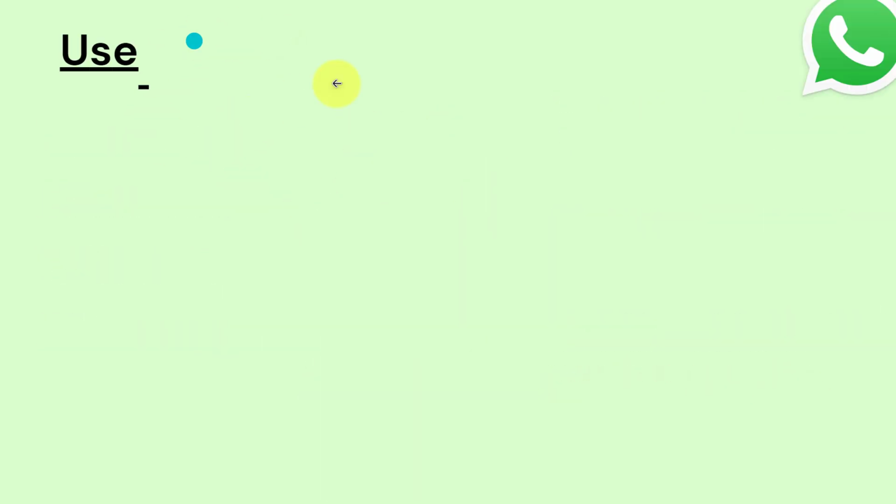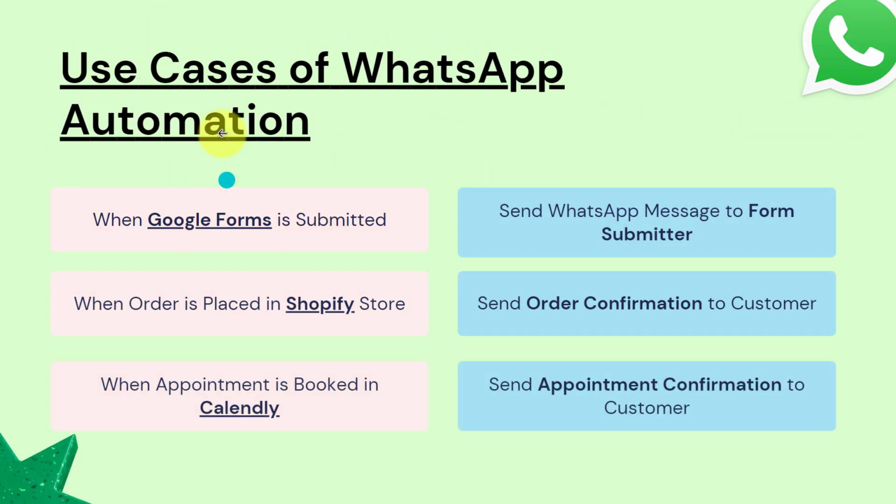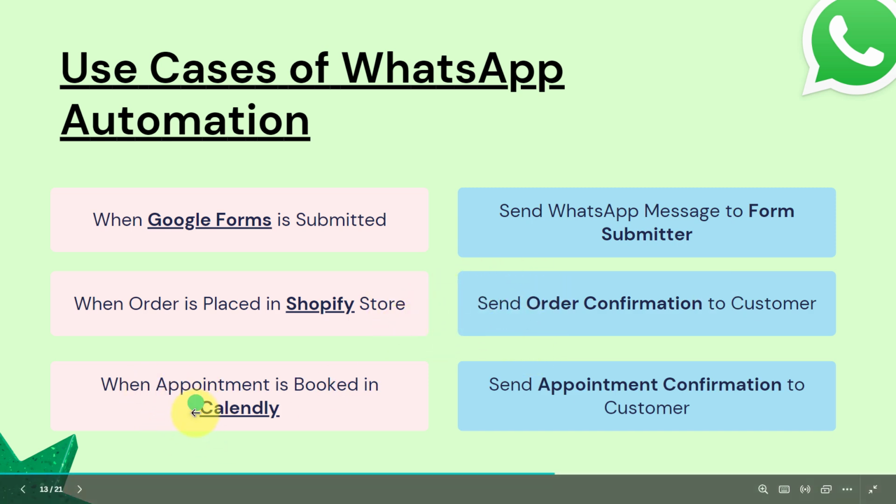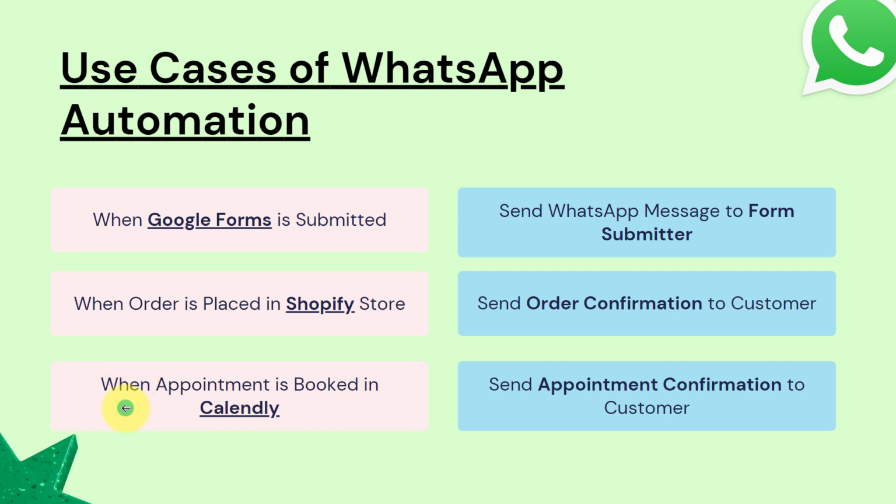Let's throw some light on some use cases of WhatsApp automation. So first use case here is when Google form is submitted, you can send a WhatsApp message to the form submitter automatically without doing anything manually. Another interesting use case we have is whenever the order is placed in your e-commerce store like Shopify, you can also start sending the order confirmation messages to your customers automatically. Again, you will have to connect your Shopify application with the Pabbly Connect, and in this way things will be automated. Another interesting use case we have here is when appointment is booked in Calendly software, then send an appointment confirmation to customers on WhatsApp automatically.